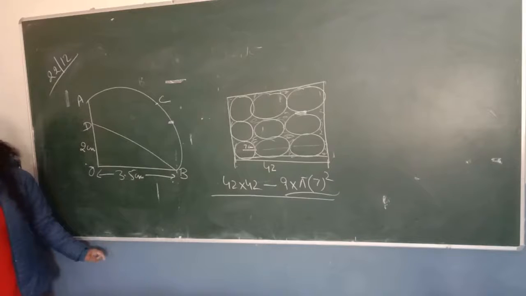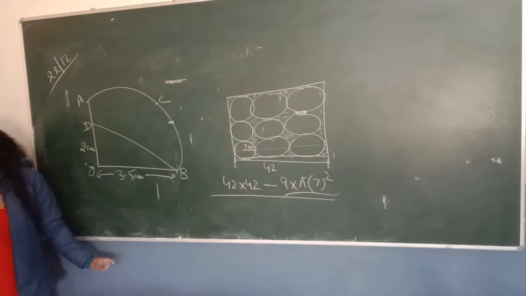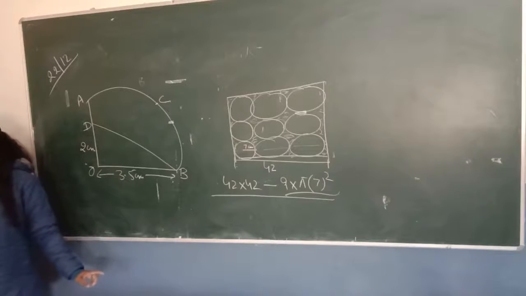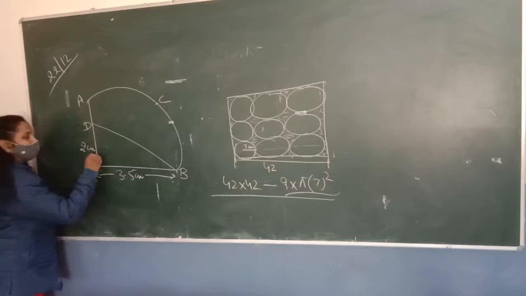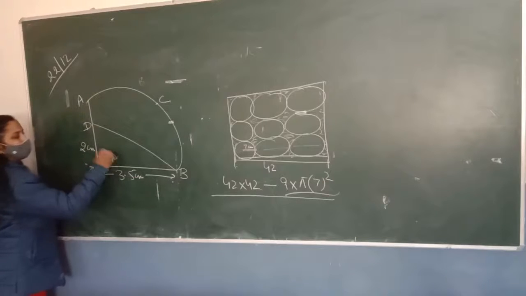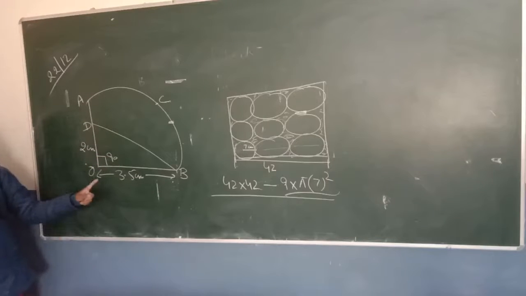Ashish? 90 degree. A quadrant is actually one-fourth of the circle. This is a quadrant, and the quadrant has an angle of 90 degrees at the center. Okay, so this is a quadrant. What is the area of the quadrant? Ajay, what is the area of the quadrant?